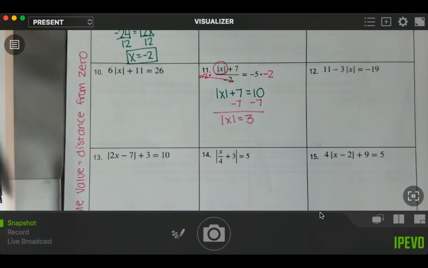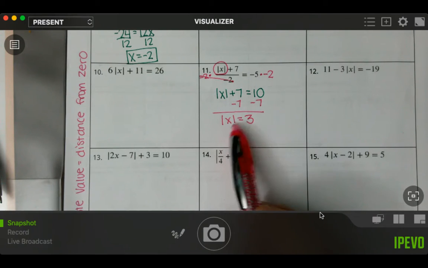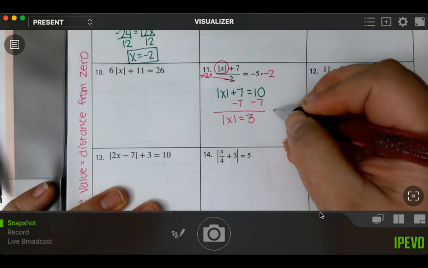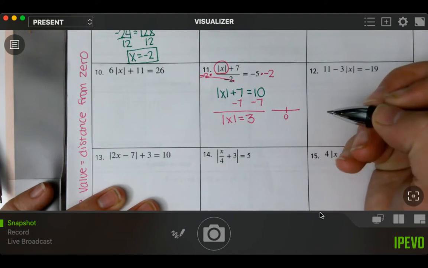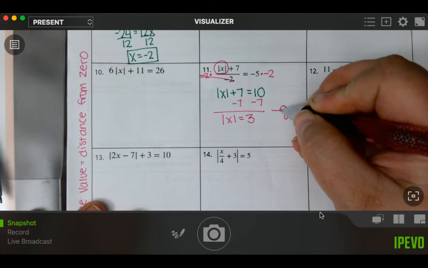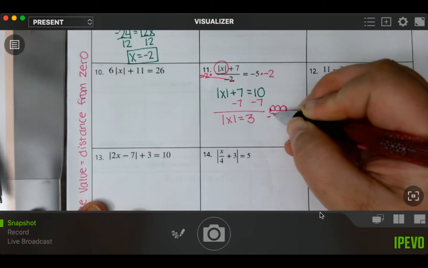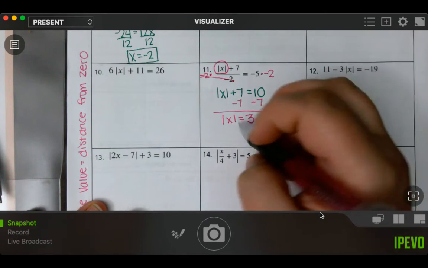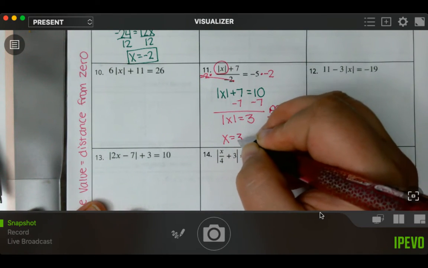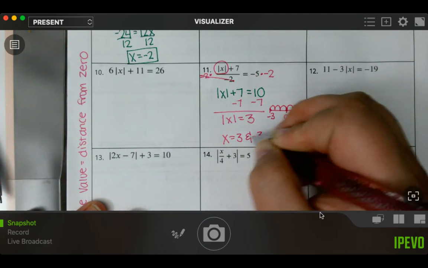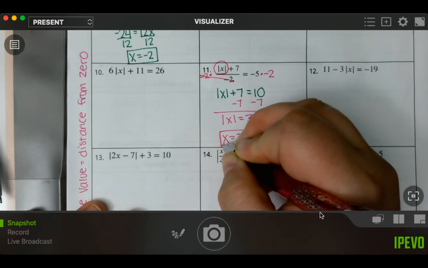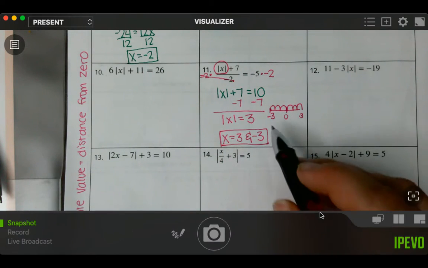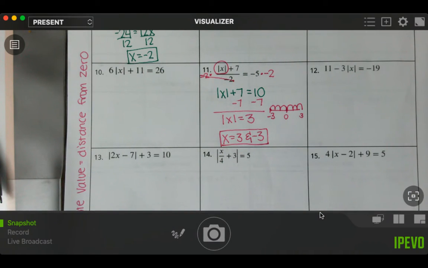The equation I have now is telling me that x is 3 units away from 0. Here's the deal, guys. If you start at 0 on a number line, you can either go 3 this way, that would be negative 3, or 3 this way, that would be positive 3. So my answers are x equals 3 and negative 3. Absolute value equations will always have two answers because there's always two different directions you can go from 0.